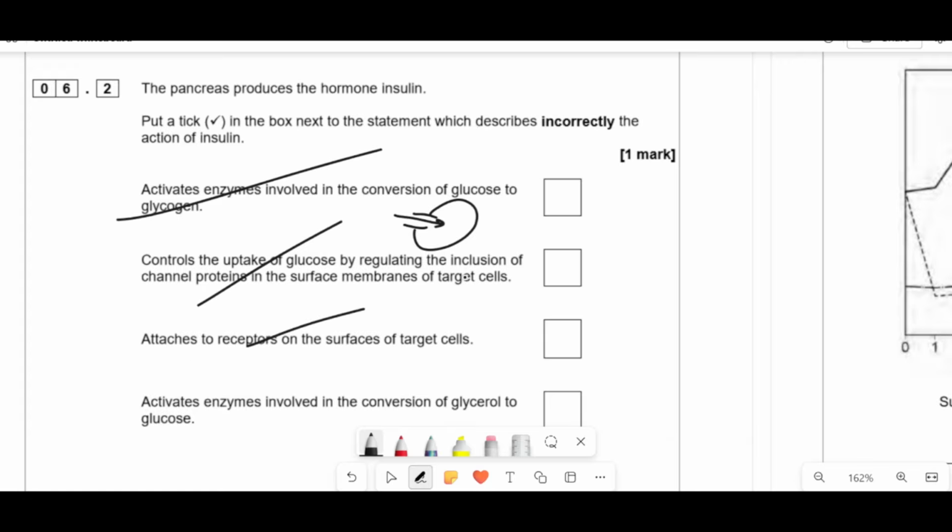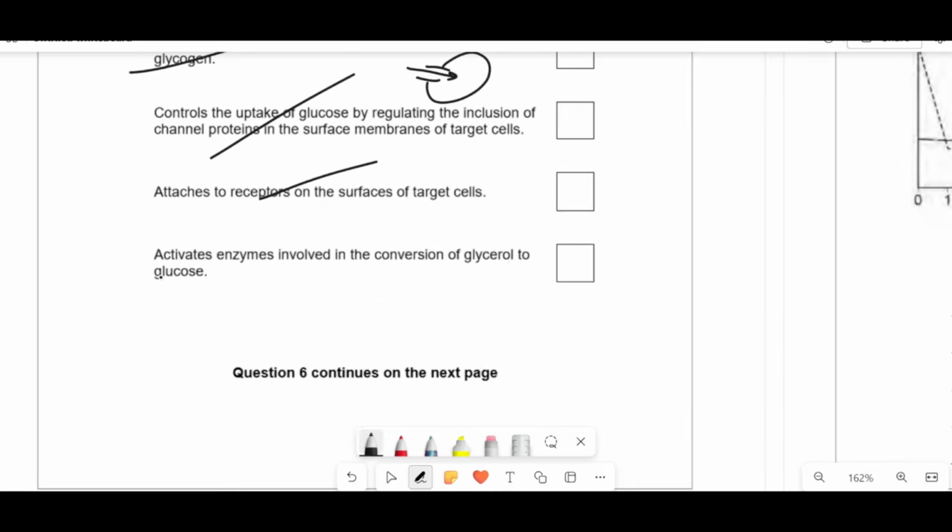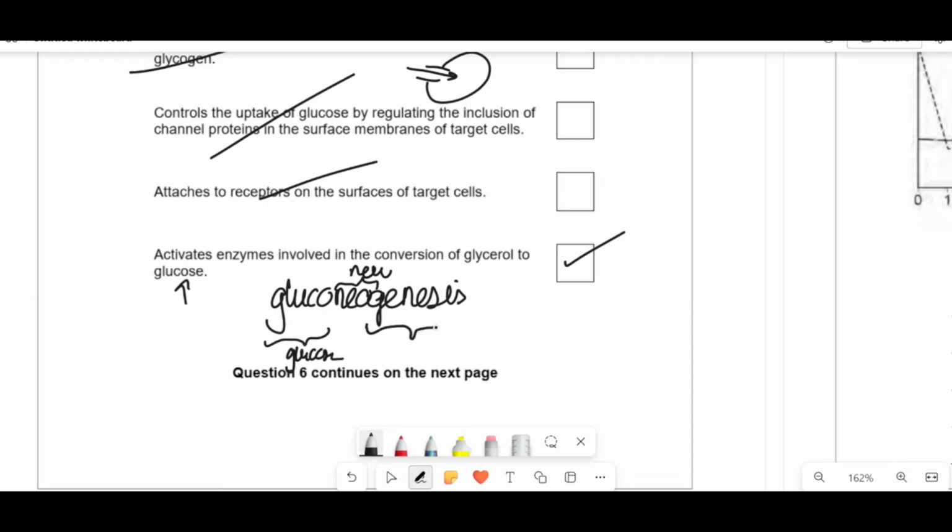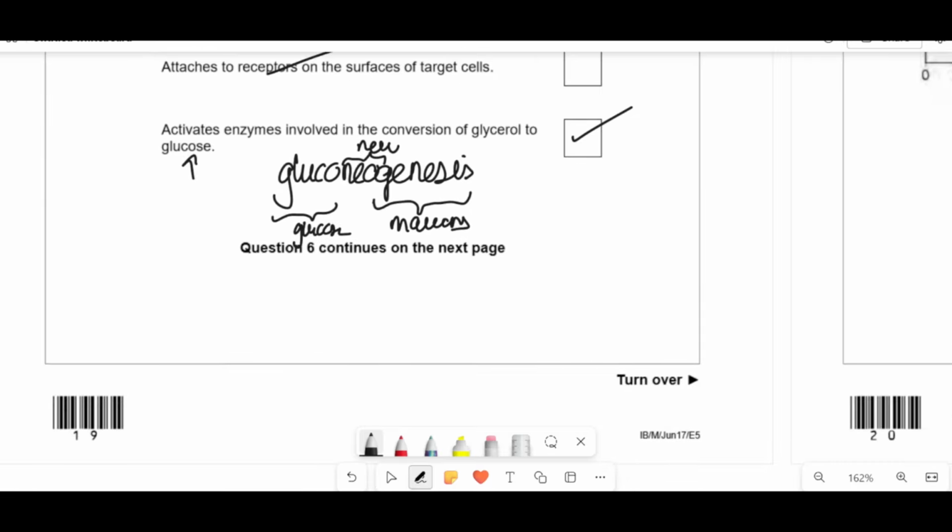So that one's out. Activates enzymes in the conversion of glycerol to glucose. Well, that's converting something that isn't glucose into glucose. We're making glucose go higher, which is immediately wrong, because that would increase blood glucose concentration. When you're converting something that isn't glucose into glucose, you're making new glucose, and that's called gluconeogenesis. Right? Glucose, new, genesis, making. It's in the name. You are making new glucose out of something that wasn't glucose.